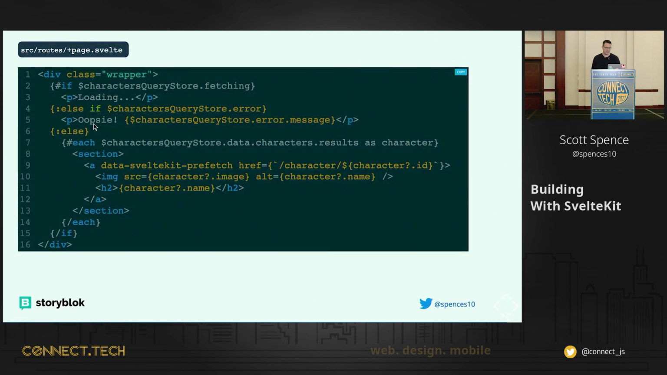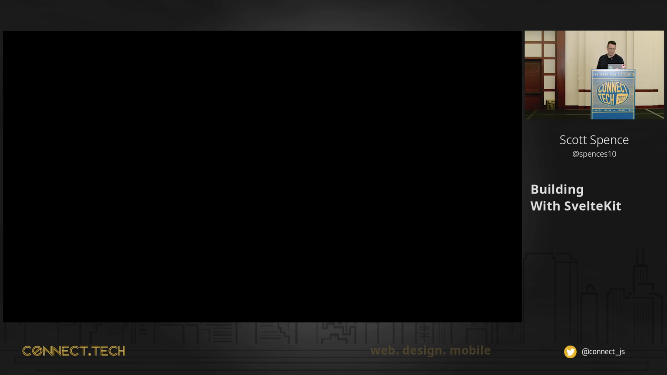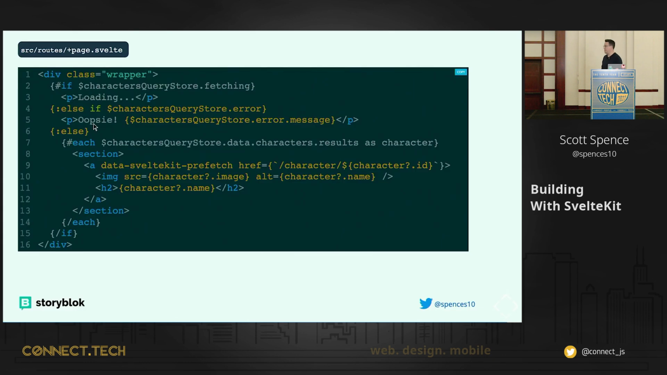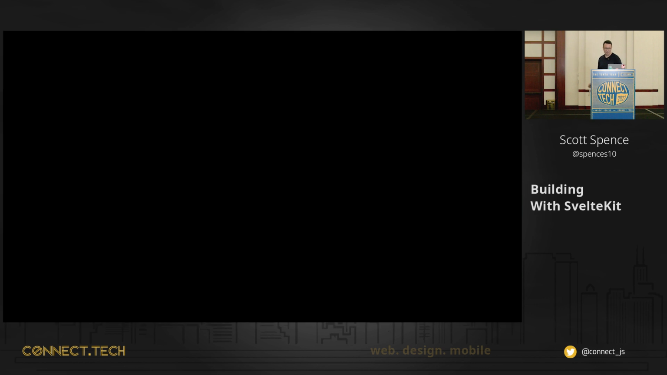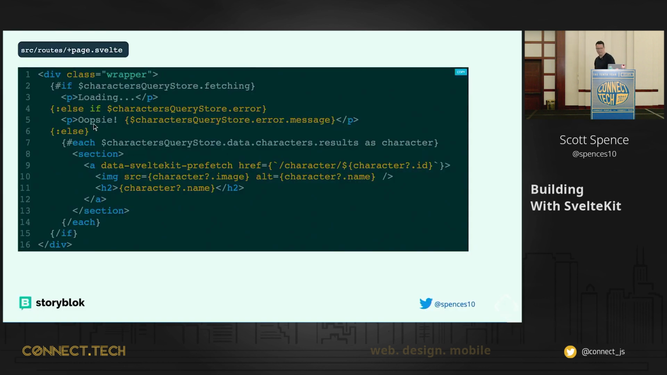We could go off and do some validation just to make sure that it's not fetching and there are no errors. And then if we get past both of those, we can just start looping over the store information now, and just rendering out the information for the characters and their images. Let's go step through that.